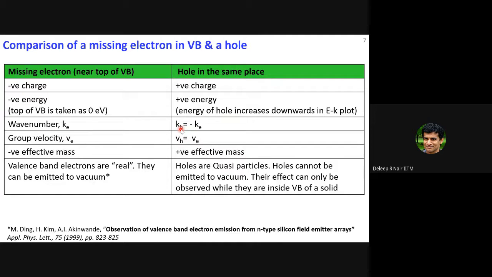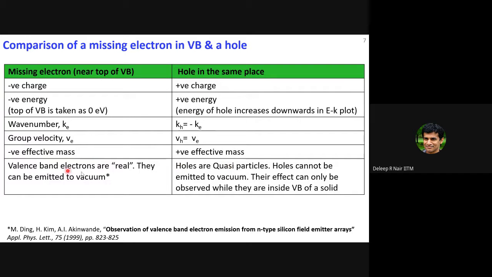So as long as holes remain in the valence band, or if they move from the valence band of one material to the valence band of another material, we cannot distinguish between the effect of valence band electrons and holes. Any experiment will give you identical results. So holes are really quasi particles. Later in solid state physics, you may encounter other quasi particles like plasmons, polarons, etc.